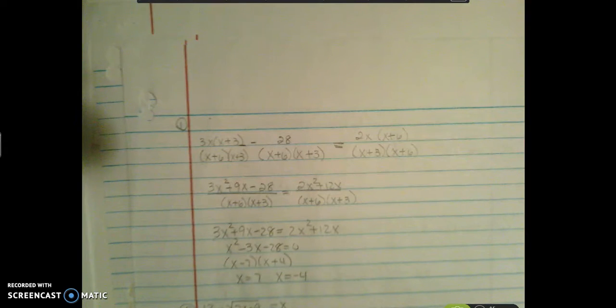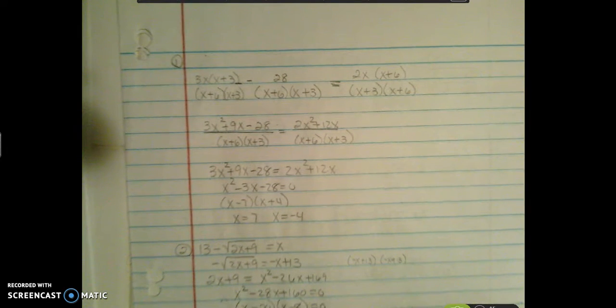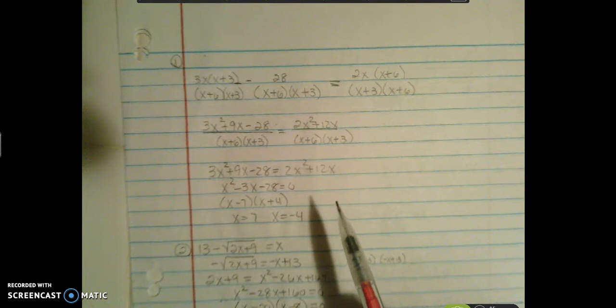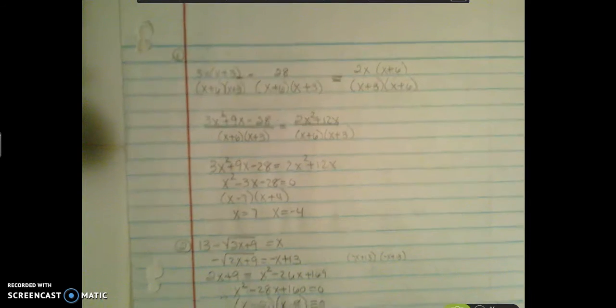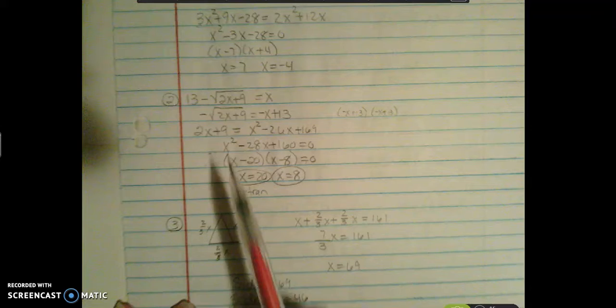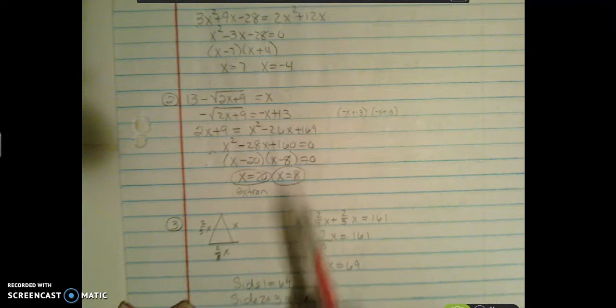So let's look at our work for this. Okay, this is the work for problem number 1. I'm not going to do a lot of explaining. I'm going to let you look at it and see if you can figure out what we did. Basically, we had to get a common denominator. So we went through and got a common denominator. Okay, for problem number 2, these are the problems where you need to get the 13 on the other side and then square both sides.